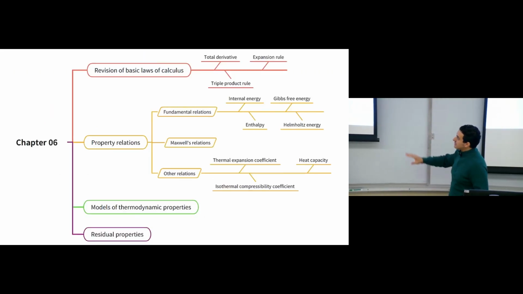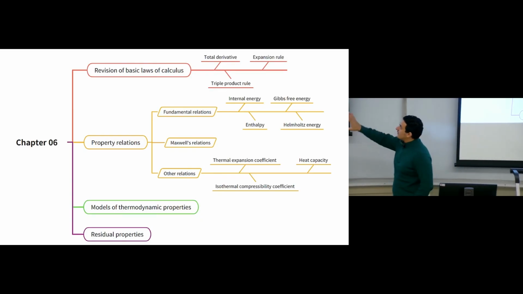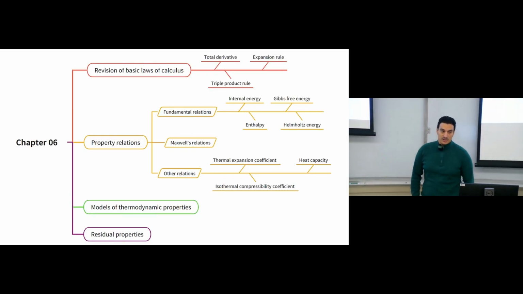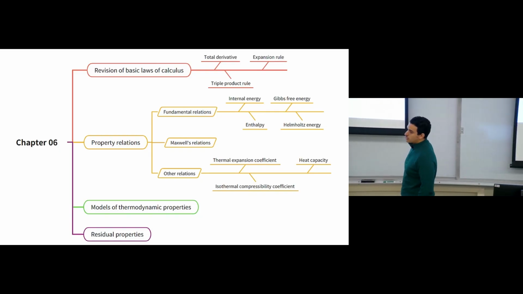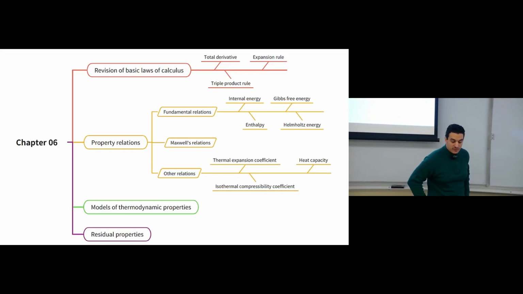In this chapter, as we have these 4 points, for the basic laws of calculus, we have 3 rules that you should remember. The first one is the total derivative. We have the triple product rule. We have the expansion rule. We will use all of these rules in the derivation.